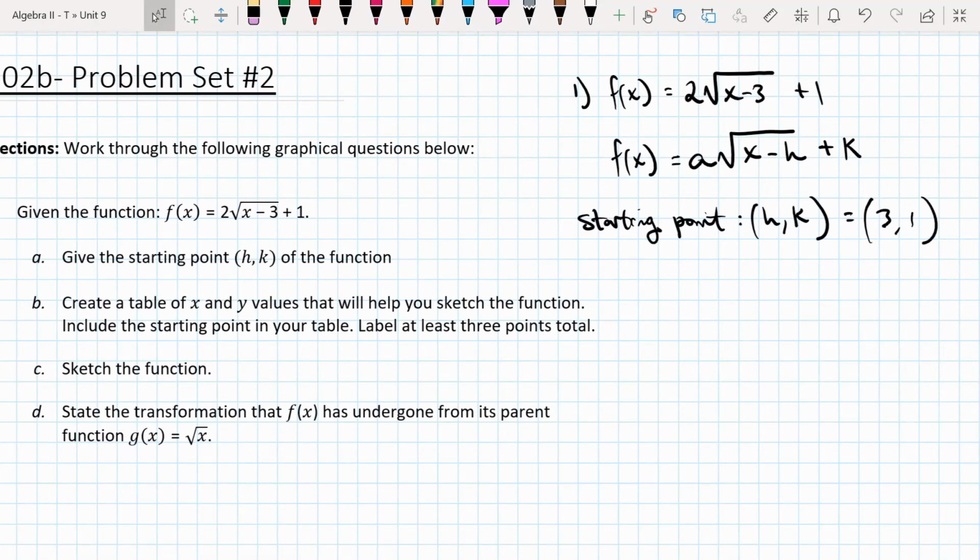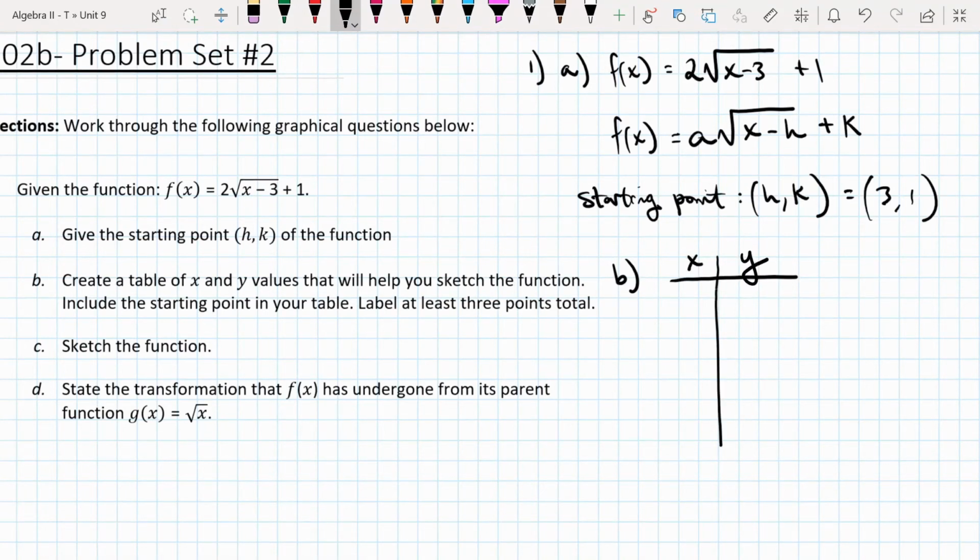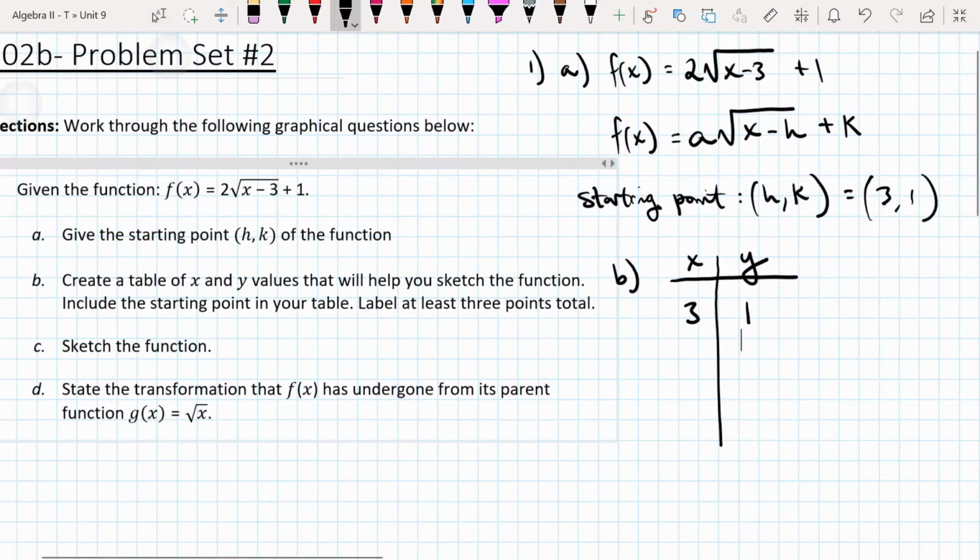So that's letter A. What we want to do for letters B and C is create a table that has some select points that we can use to draw a graph of what this will look like. The tricky part about the table with radical functions is we want to pick x values that give perfect squares underneath the square root. We already have the starting point, that's 3 comma 1. So think to yourself, what numbers could I plug in here so I get a perfect square underneath the radical?